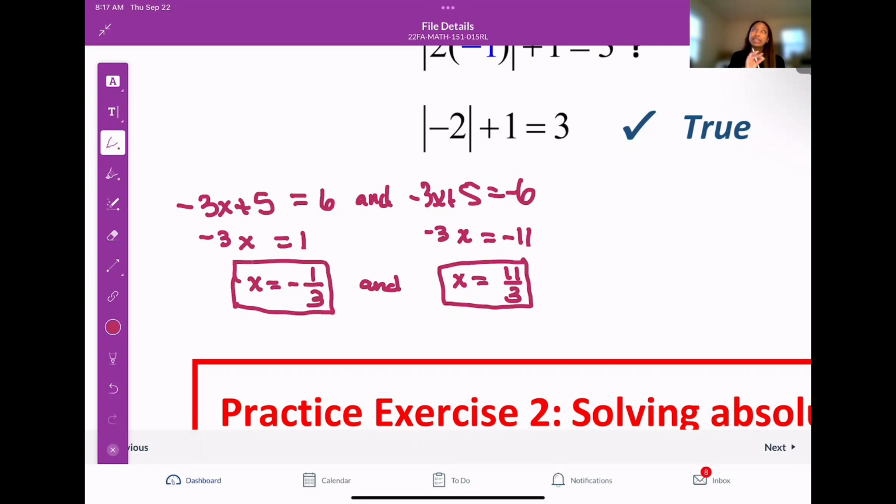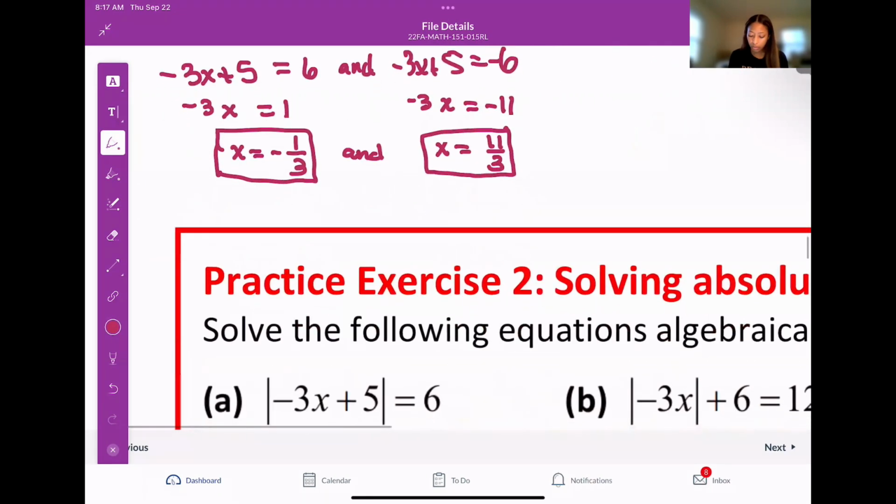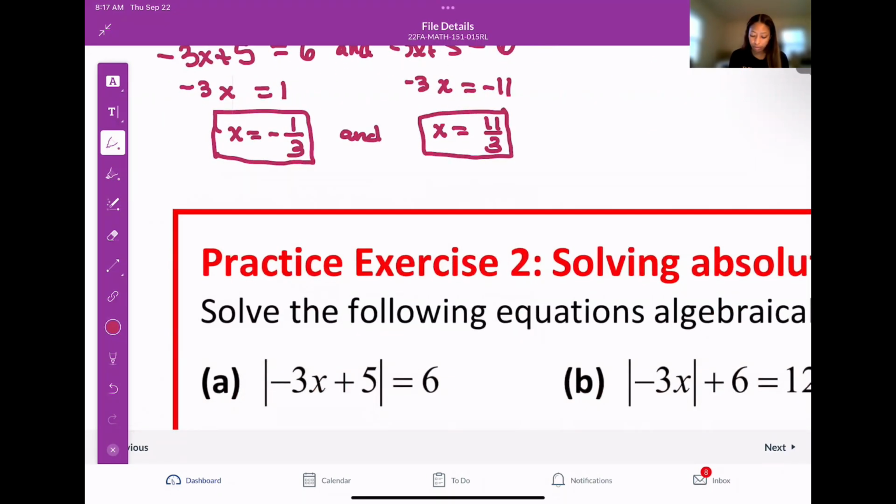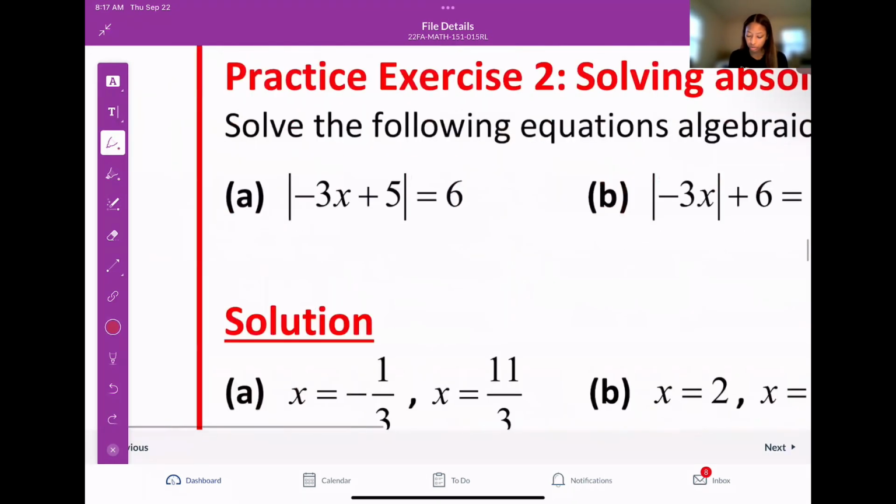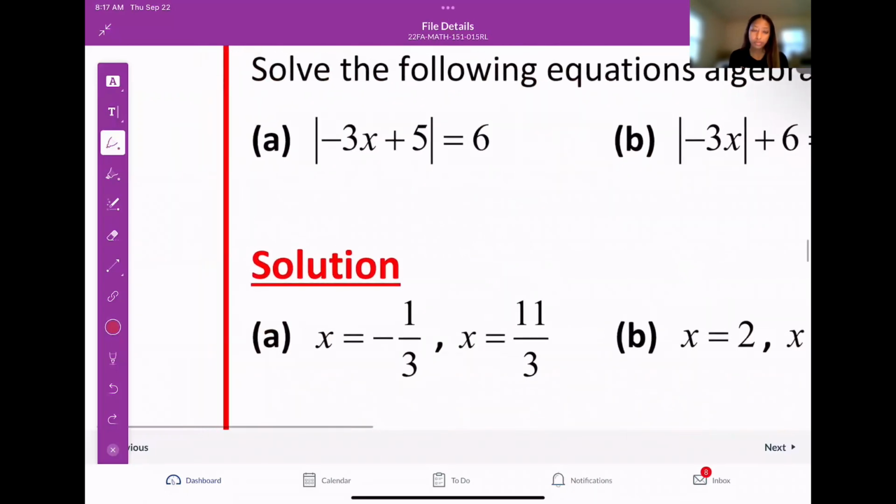So these should be relatively easier one or two step problems to solve. But the idea here is we take what's inside of the absolute value symbol and set it equal to plus or minus the number on the other side of the absolute value symbol. And that gives us our two solutions, negative 1/3 and 11/3.